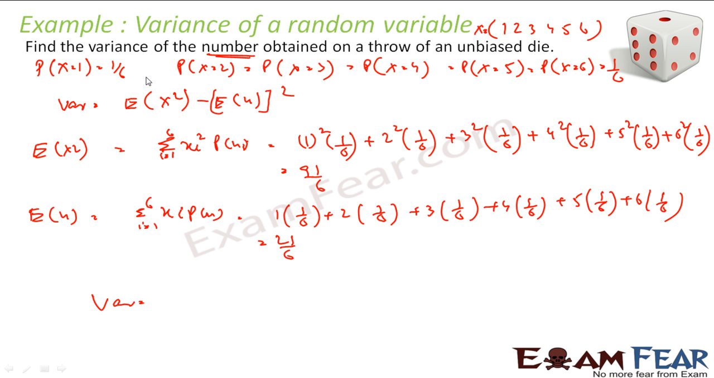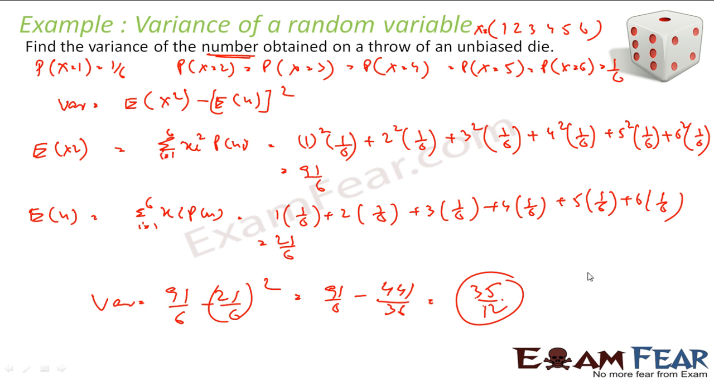So my variance is E of X square, that is 91 by 6, minus E of X, that is 21 by 6, whole square, right? This comes out to be 91 by 6 minus 441 by 36, and this is 35 by 12, and that is my answer. Correct? So not that difficult. I had this probability distribution. So the formula was E of X square minus E of X whole square. I found E of X square, I found E of X, and got the answer.